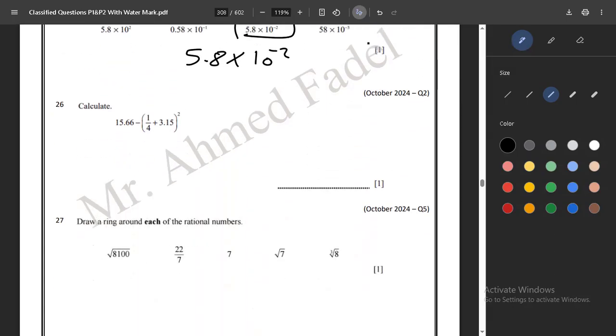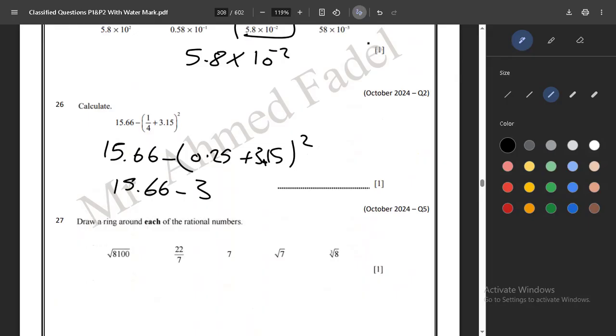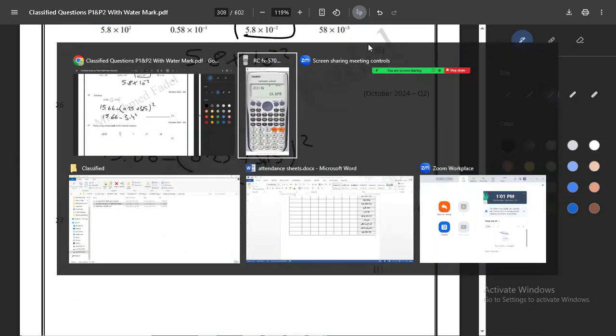Here, 15.66, let's simplify this a little bit, minus this 1/4 which is 0.25 as a decimal, plus 3.15. This is a point. All is squared. Well, 15.66 minus 0.25 plus 3.15 is going to give you exactly 3.40, which is just 3.4, but squared. Let's use the calculator and do it.